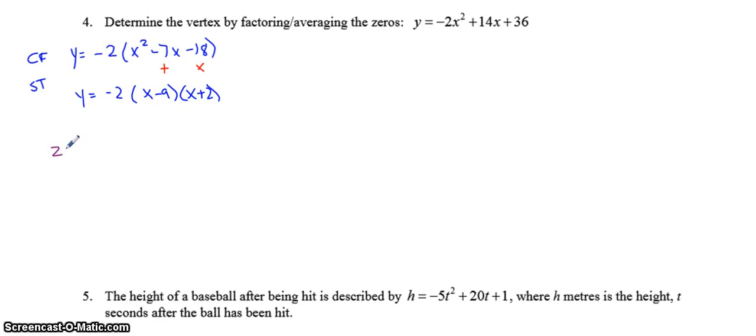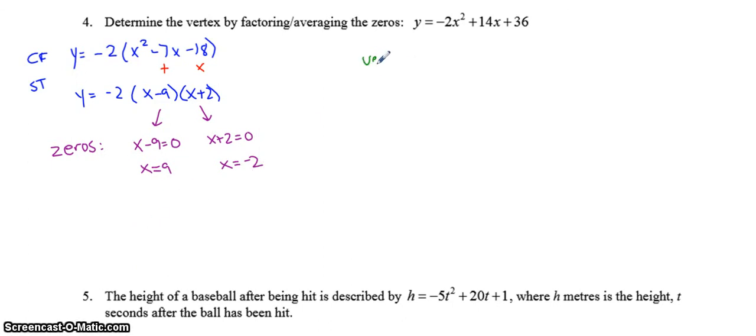So now, the first thing we're going to do is find the zeros. You do that by setting each bracket equal to 0 and solving for x. So add 9 to both sides, subtract 2 from both sides, and those are your two zeros.